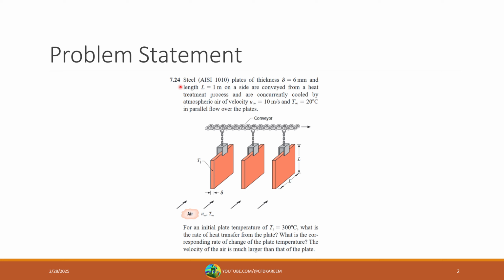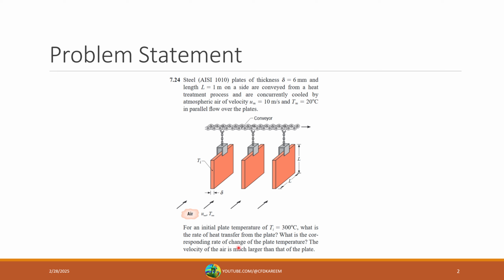We are told that steel, which is AISI 1010, plates of thickness equal to 6 millimeters and length equal to 1 millimeter on a side, are conveyed from a heat treatment process and are concurrently cooled by atmospheric air at a velocity of U infinity, so the free stream velocity of 10 meters per second, and a free stream temperature of 20 degrees Celsius in parallel flow over the plates. And it says for an initial plate temperature of Ti equal to 300 C, what is the rate of heat transfer from the plate?